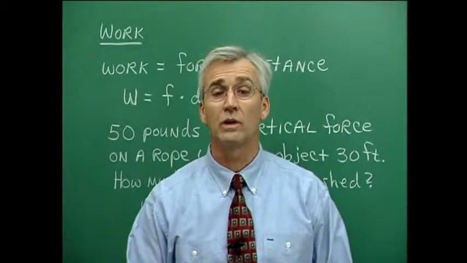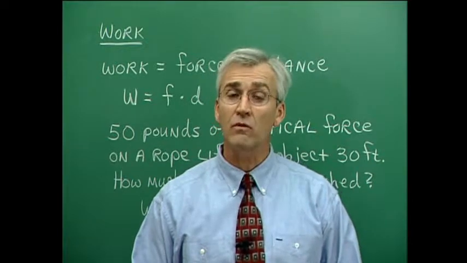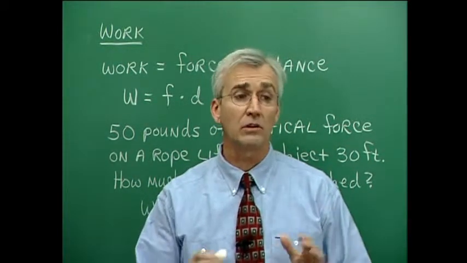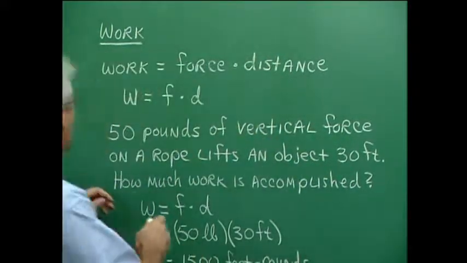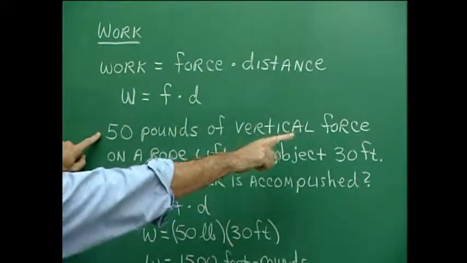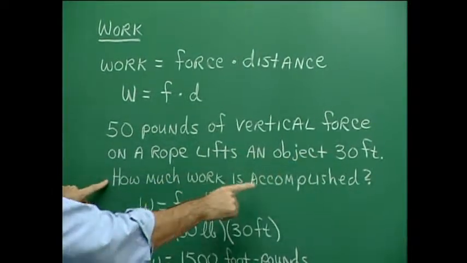Work is accomplished when a force is applied and an object moves. And the amount of work can be calculated as multiplying the force times the distance. That is, consider this problem. 50 pounds of vertical force on a rope lifts an object 30 feet. How much work is accomplished?